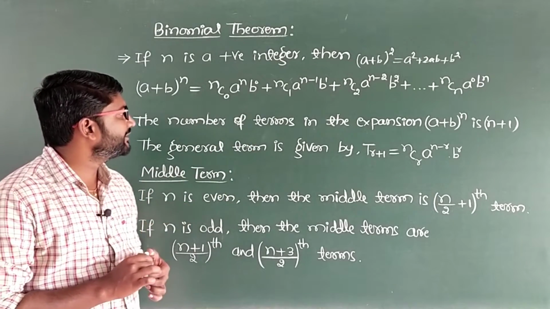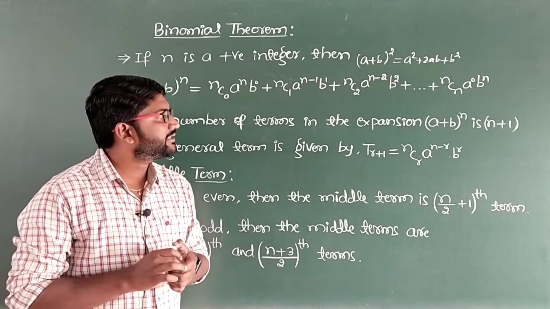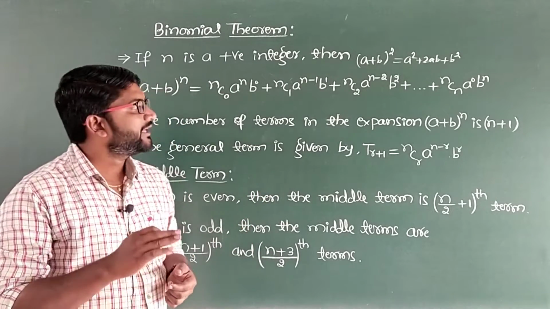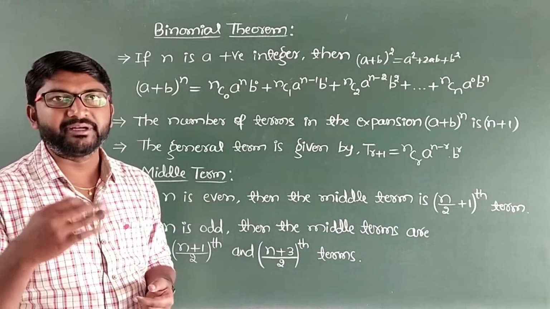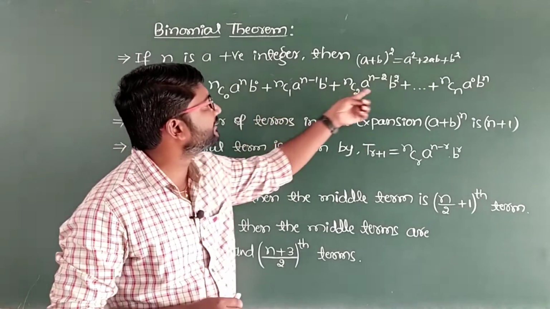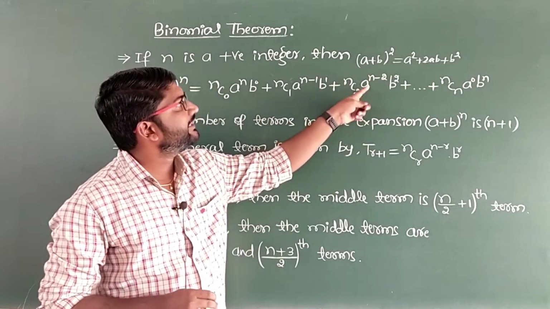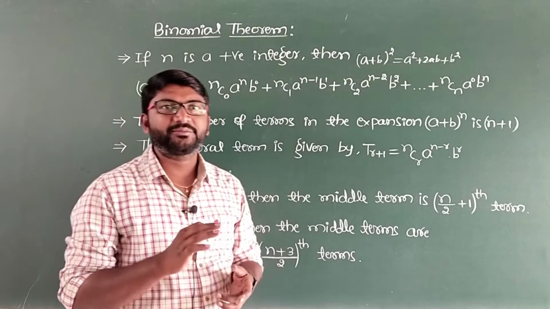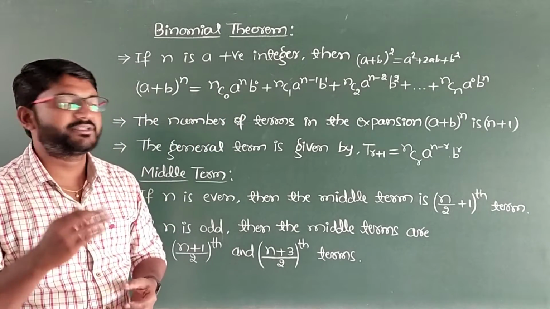Then the next point: the general term is given by T(r+1), which is equal to nCr a to the power n minus r, b to the power r. Observe this pattern now: nCr, a raised to n minus r, b raised to r. That is going to be the general term of the expansion of (a + b) whole raised to n.